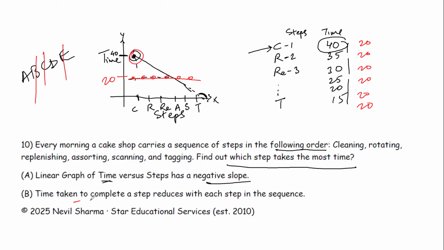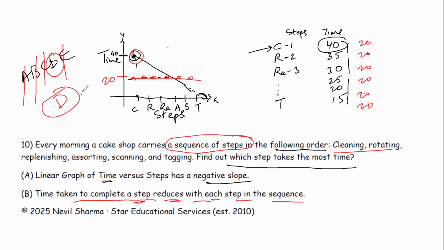Second one, time taken to complete a step reduces with each step in the sequence. So if this is my sequence of steps in this order, the time taken to complete a step reduces with each step in the sequence. So clearly it's stating the same thing which I've just described in A. So B also answers. So now D is the answer. The only D in the entire worksheet. Anyway, so we are done.